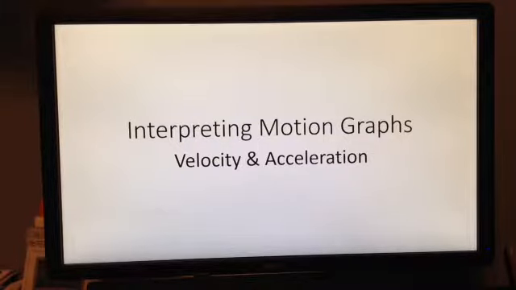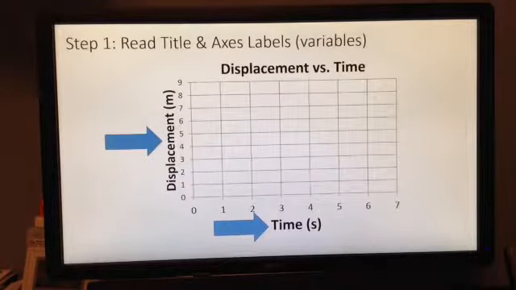Graphing is an essential part of physics, being able to graph motion. We've got two basic types of graphs that we're going to be focusing on in this class. And so I prepared this to help explain how to interpret those graphs. So first step, whenever you're doing this, you always need to check what your labels are, so what your axes are. It tells you what variables you're dealing with. In this case, we have a displacement versus time graph.